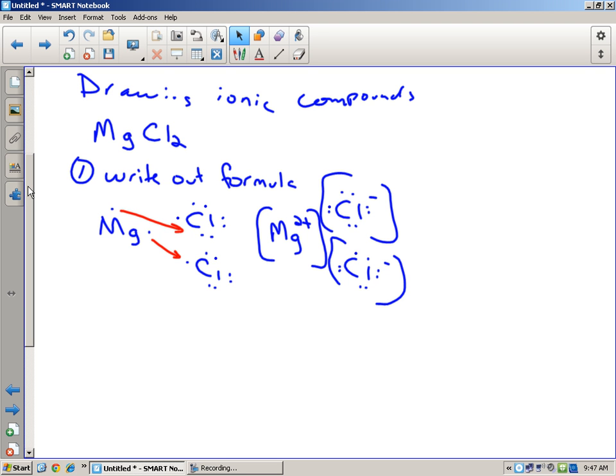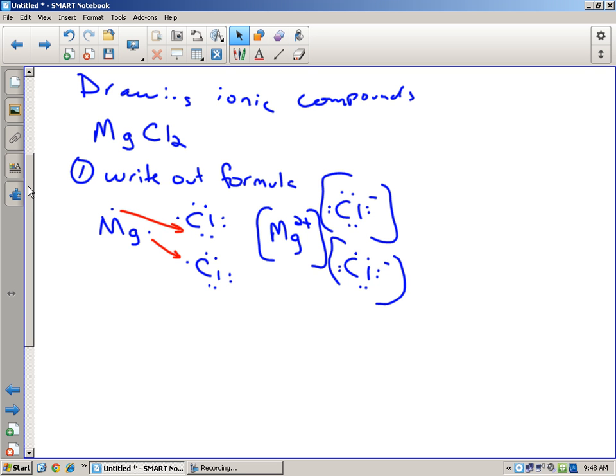So I just picked magnesium chloride. Step 1, always write out the formula first, because that tells you how many of each one you need, all right? In this case, if I had just written out magnesium chloride, the first thing you should do is say, what is the formula for magnesium chloride? MgCl2. Write out the formula.